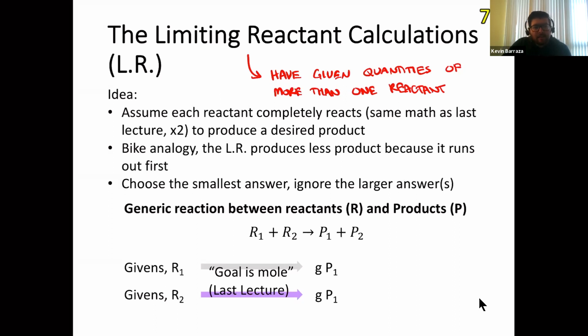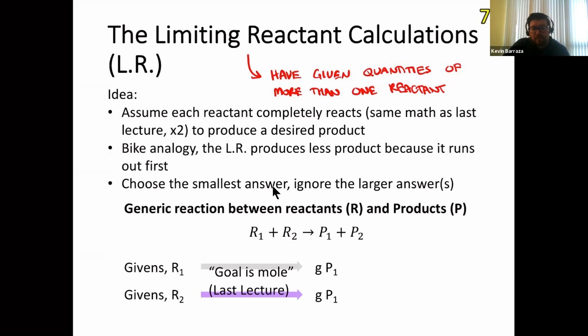The idea is that we assume each reactant completely reacts. So it's just the same math as last lecture, but times 2, meaning we have to do the same procedure twice to produce a desired product. Then, like the bike analogy, the limiting reactant produces less product because it runs out. We consume it completely.